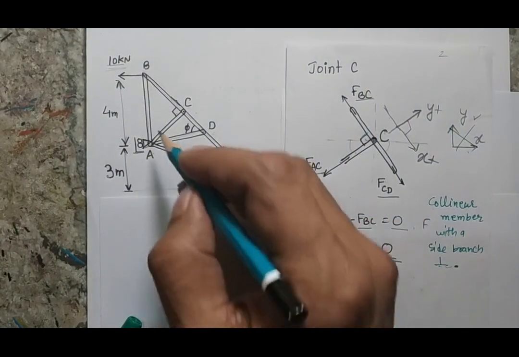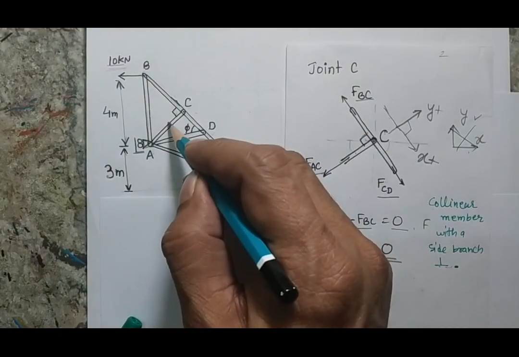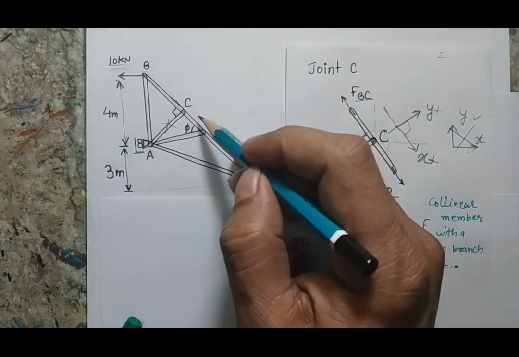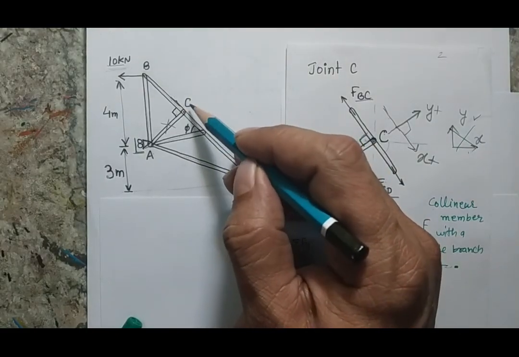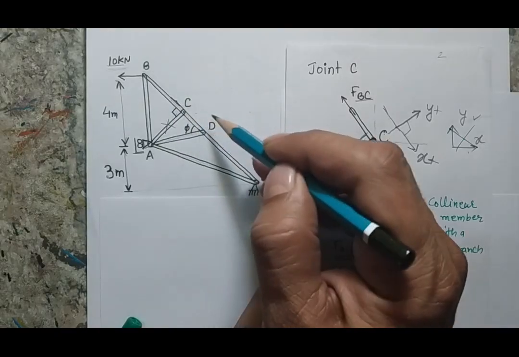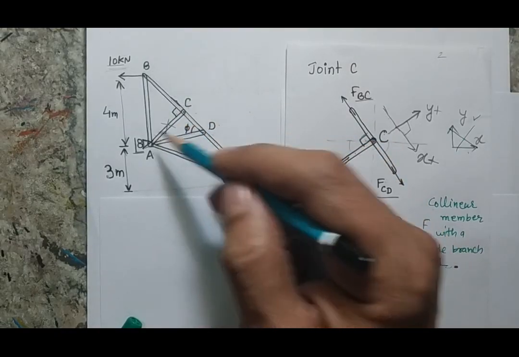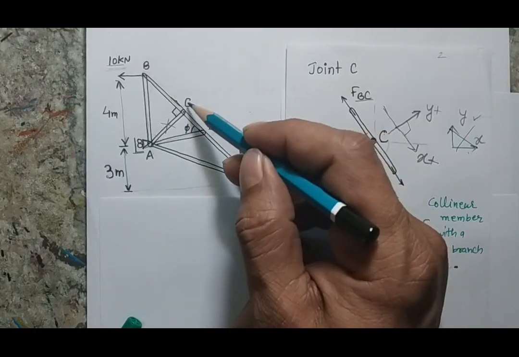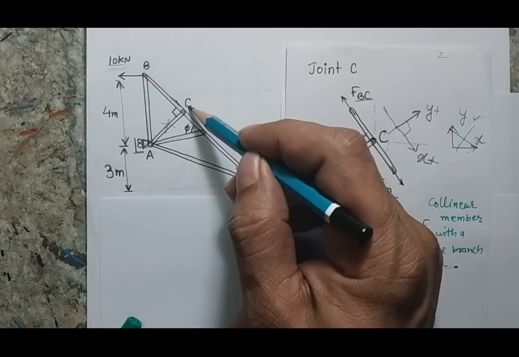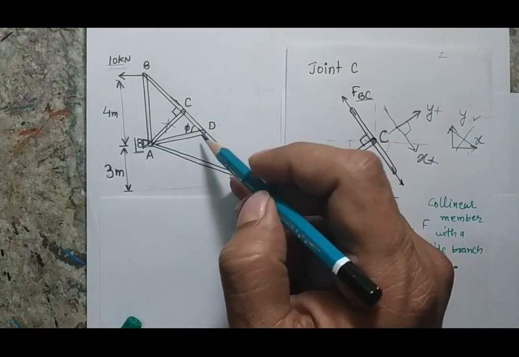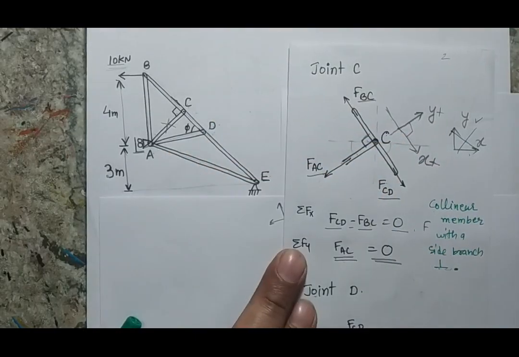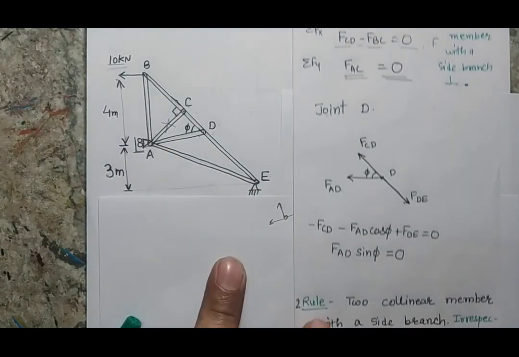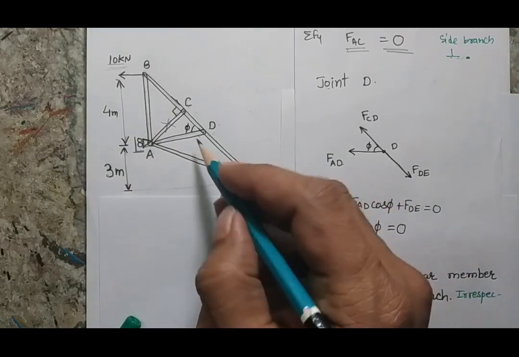So in this case, this branch AC is not going to bear any load and it will be my zero force member. Here I can conclude that members BC and CD are collinear with a side branch. The same situation is here, but the branch is not perpendicular. I have collinear members CD and DE with a side branch DA. What do you think? Will this be a zero force member or not? Let's see again. Here I am showing the free body diagram of my joint D.